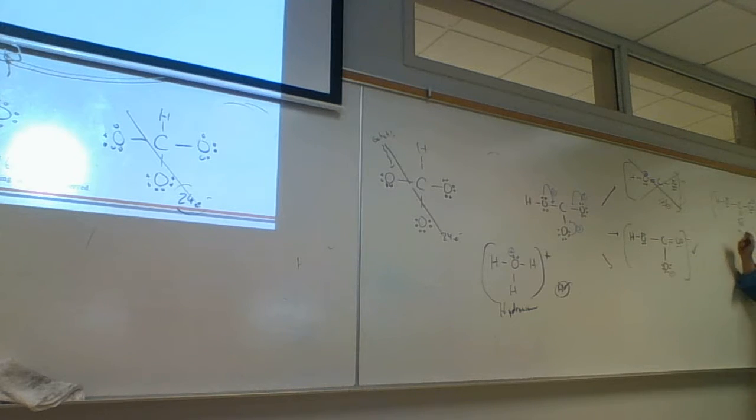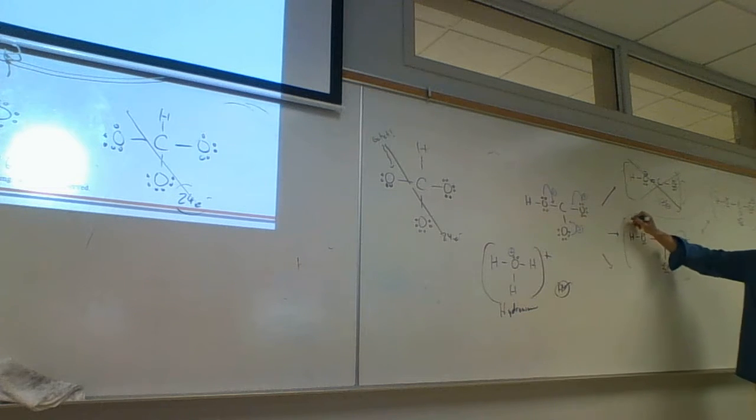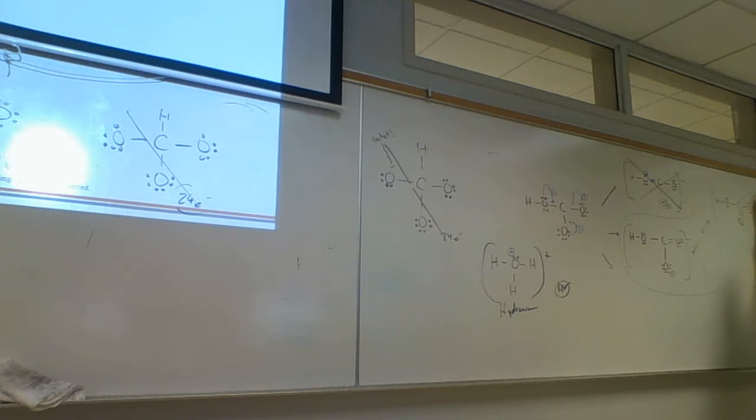And what we call this is we draw a little double-headed arrow, and we call these two structures resonant forms or resonant structures. And so both of these are good here.